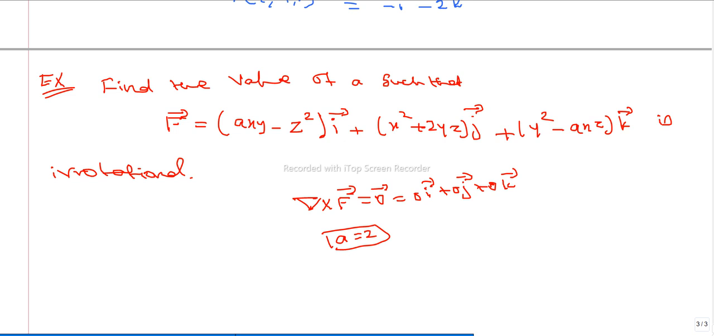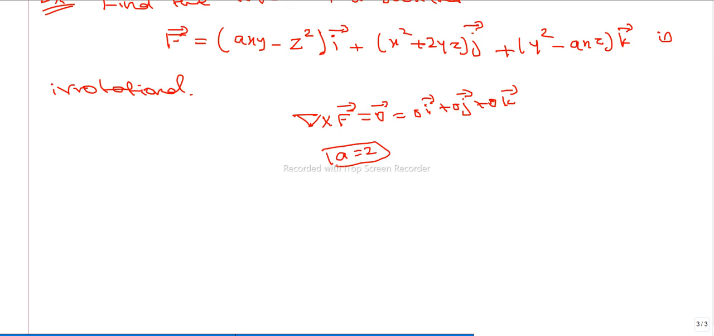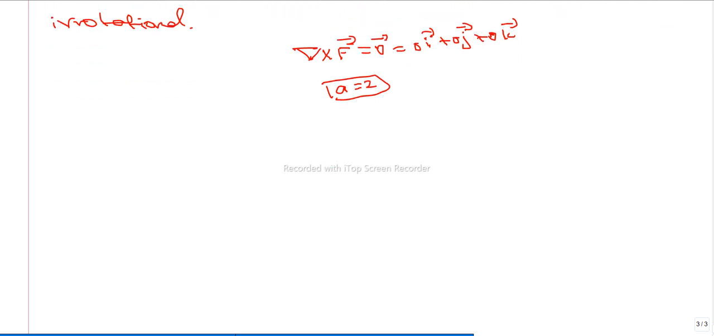So some problems they will ask like that. Okay, and there are some properties between these three functions: grad, curl, and divergence. You just go through it. If you refer to books, you will get something. Maybe some of them I will mention.